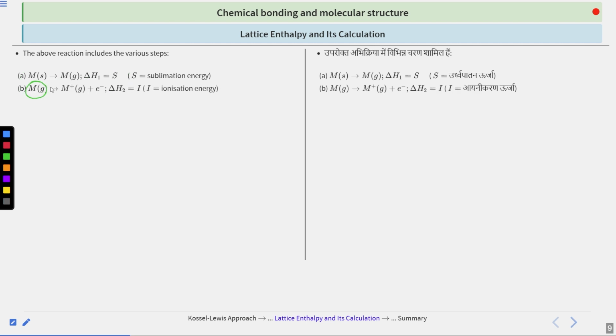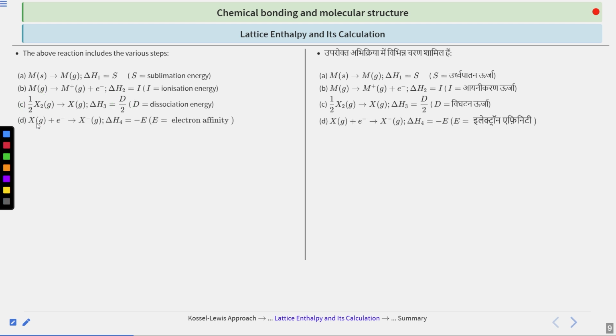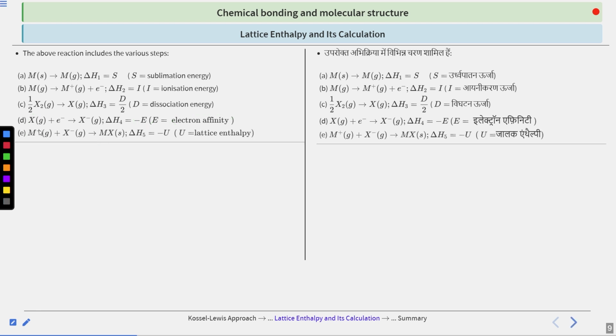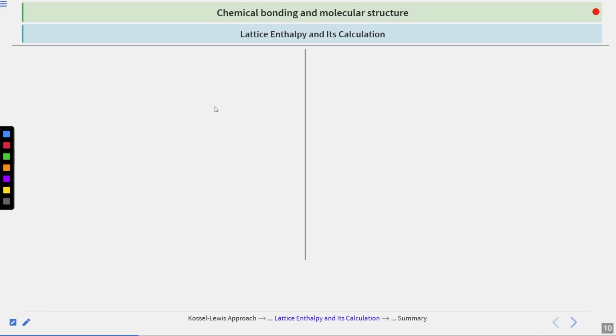Next is your change of gaseous metal into positive metal by release of an electron, and this is called ionization energy, or I. The third thing is the dissociation of your non-metal into its atomic form. This is called dissociation energy. We have taken half because we are taking half of X2. Then we are adding an electron to this X, so this is the electron affinity, represented by minus E. Then we combine this X minus and this M plus that has been formed to give the MX solid. Now if you add all of these equations, you will get a final equation.